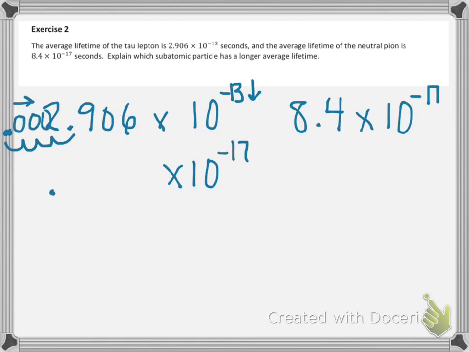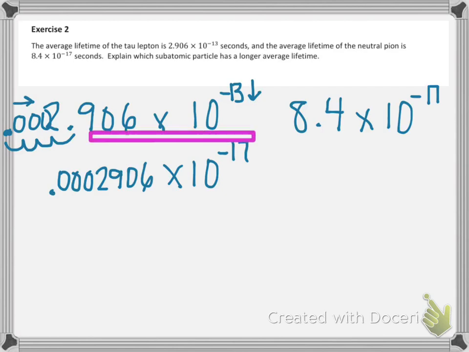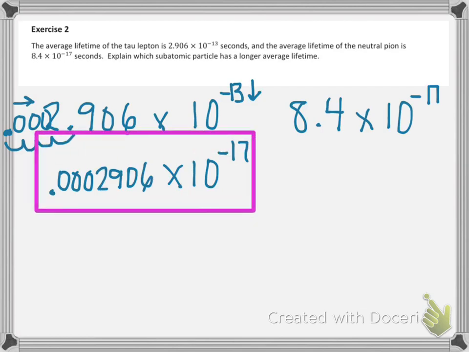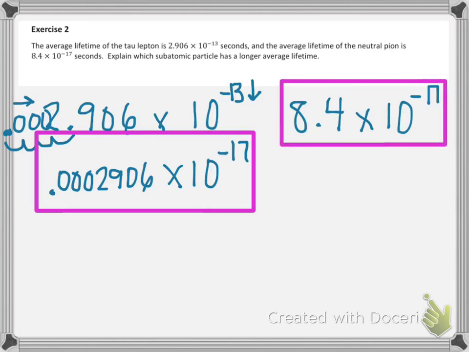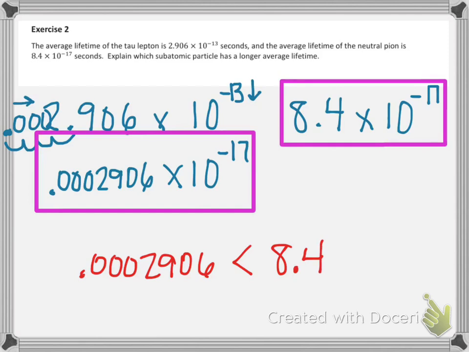So I get 0.002906 times 10 to the negative 17th, and then we have this in the 10 to the negative 17th power, and this one's already there. And then we just have to compare the two numbers preceding the power. So I know that 0.002906 is definitely less than 8.4. So which one has the longer lifetime? Well, that would be this one. So that is the neutral pion.